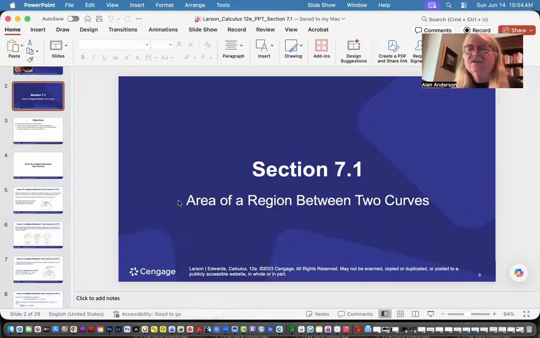So this is section 7.1, and here we're going to see some extensions of what we've been doing up to this point, specifically areas, not just under curves, but between curves. Okay, so we're going to extend what we've been doing so that we can handle other situations besides just finding areas under a curve down to the horizontal axis. Now, luckily, none of what we're doing here is really new. It's just a different way of applying what we've seen up to this point.